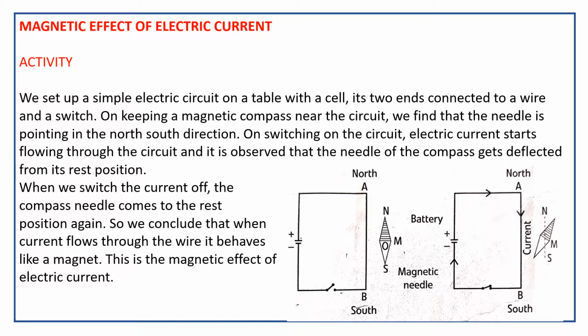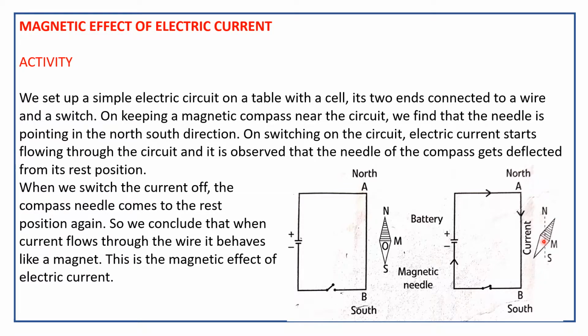To understand this, we will perform a simple activity. We set up a simple electric circuit on a table with a cell, its two ends connected to a wire and a switch. On keeping a magnetic compass near the circuit, we find that the needle is pointing in the north-south direction. On switching on the circuit, electric current starts flowing through the circuit and it is observed that the needle of the compass gets deflected from its rest position.